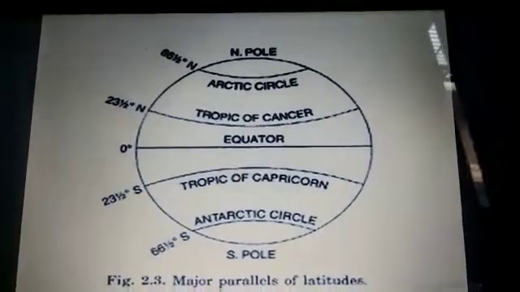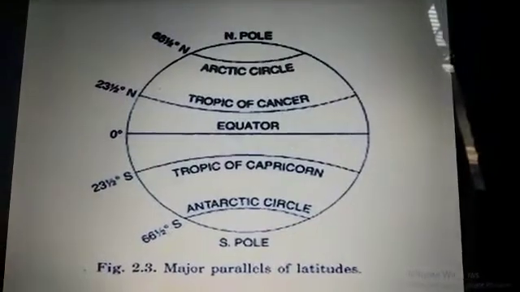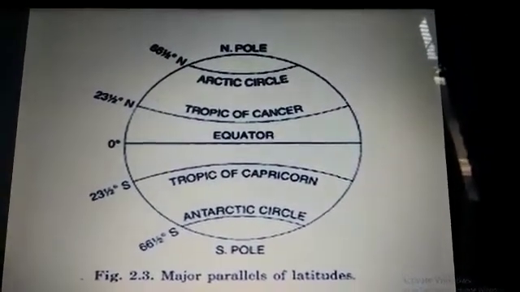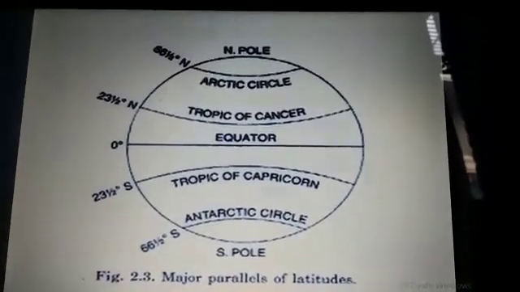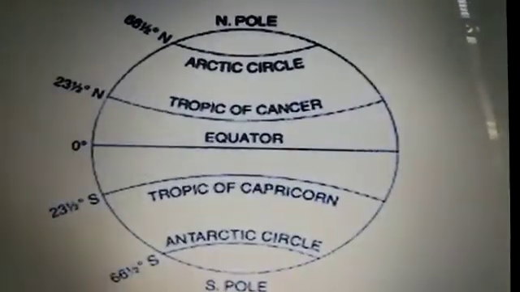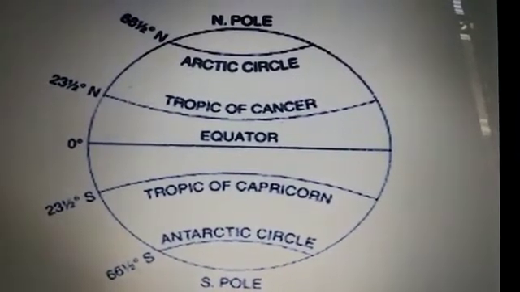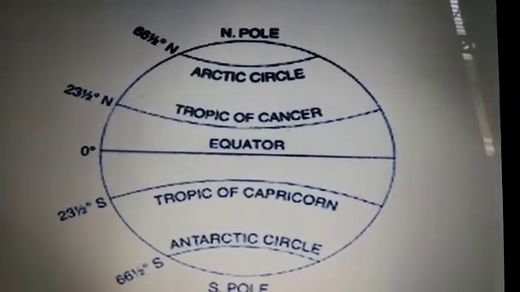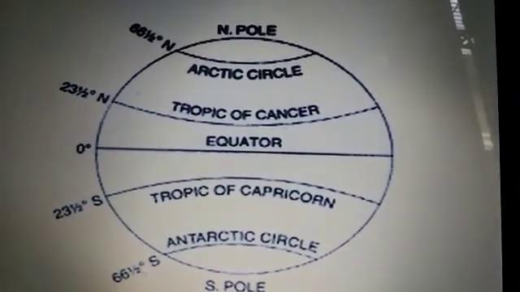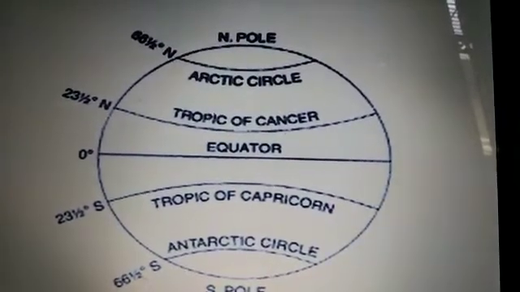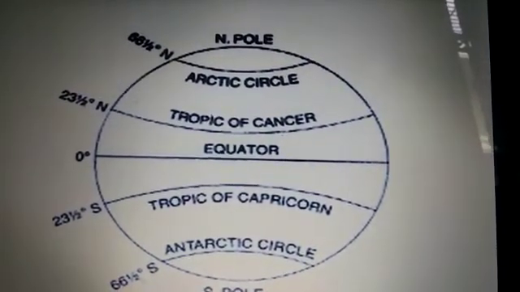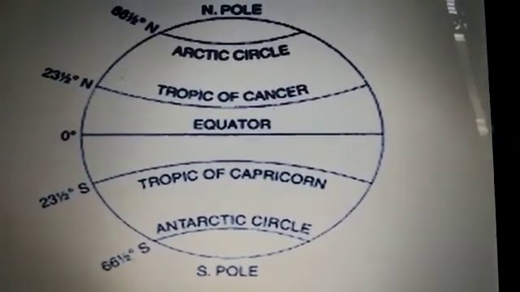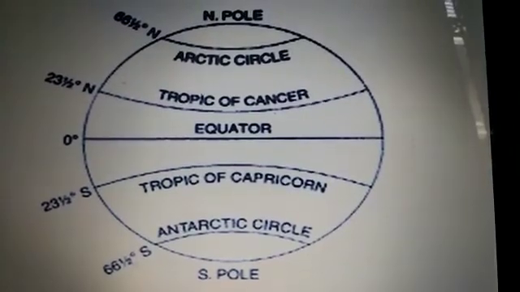When we see the earth, we write North Pole and South Pole. Lines of latitude are labeled in degrees: 0 degree, 23.5 degree, 66.5 degree. The equator is at 0 degree and the other parallels are marked from 0 to 90 degree. The North Pole is at 90 degree and the South Pole is also at 90 degree. We mark N for north and S for south.